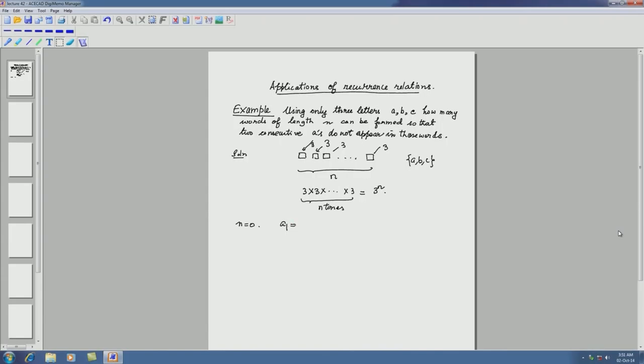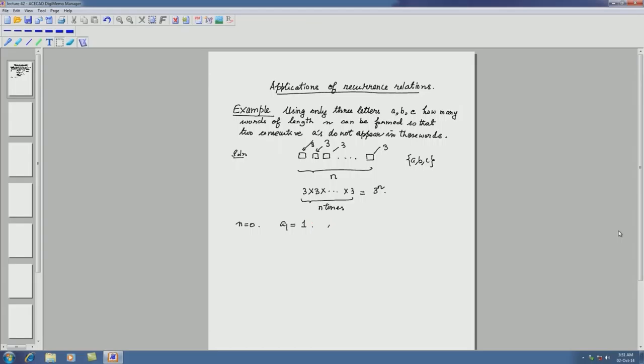But here we have a slightly different condition, because the problem says that I cannot consider the words which have consecutive A's. Now, let us consider n equal to 0. If n equal to 0, then that means in the words there is no letter. So, the total number of such words, let us call it A0, is equal to 1.